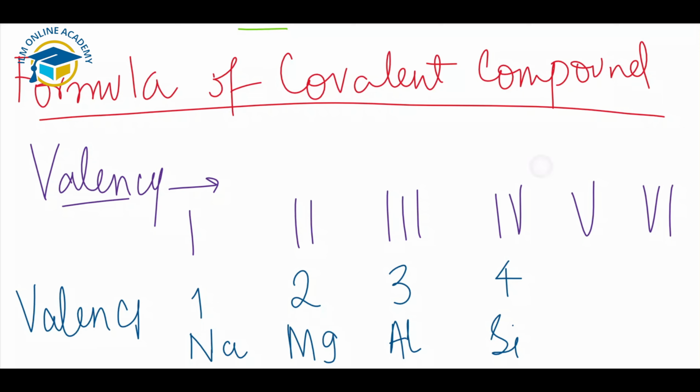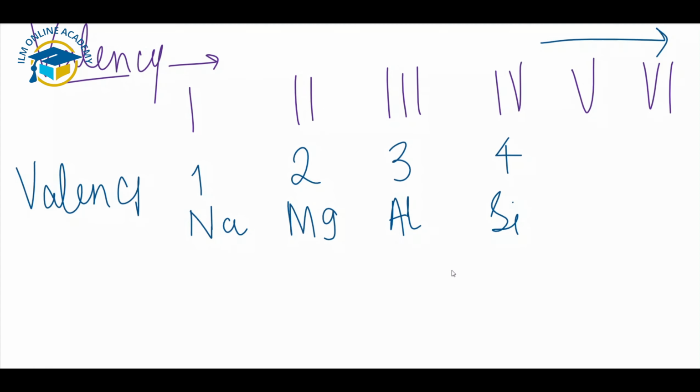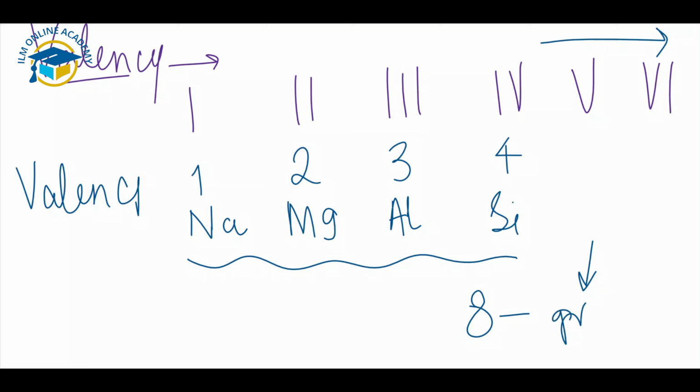For the elements in groups 5 to 7, the valency can be found by subtracting the group number from 8. You can easily do this up to group number 4, but from 5 to 7 you find the valency by 8 minus group number. So for 8 minus 5 we have 3, so the valency will be 3. 8 minus 6 we have 2, so the valency will be 2. We have phosphorus in group 5 and sulfur in group 6. These are the examples.